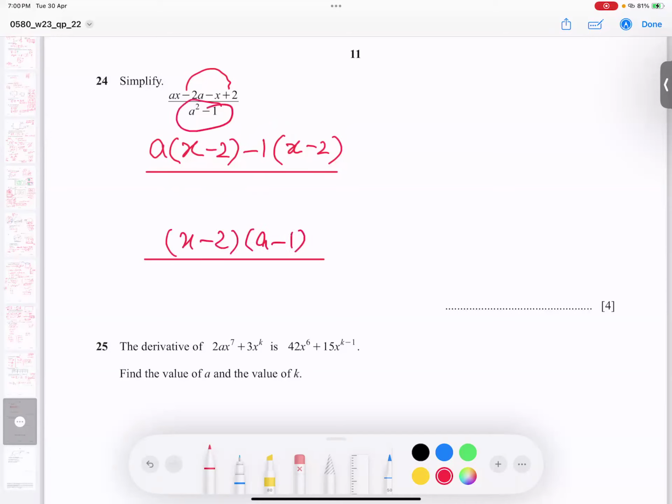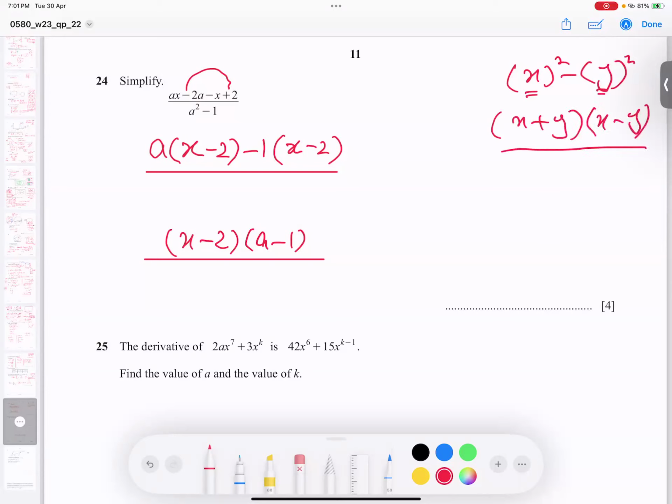What about the denominator, students? You know the basic property for the denominator: we have the square of x and the square of y. When you have two squares with a negative in the middle, the values in the brackets are one time plus and one time minus. Then I can apply the same story here. This is the square of what number? a. This is the square of what number? 1. So one time a plus 1, and one time a minus 1.